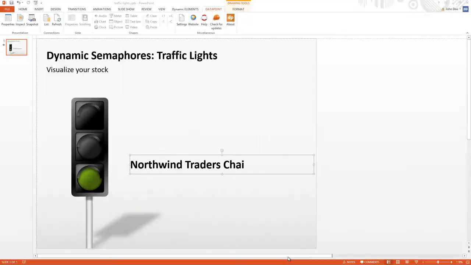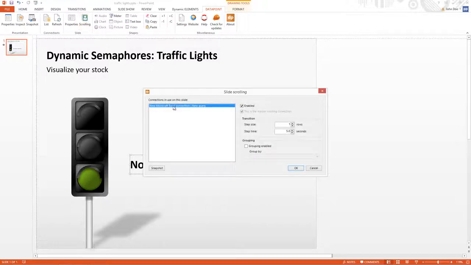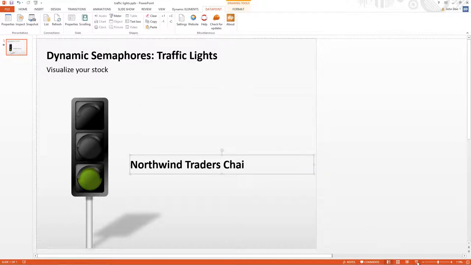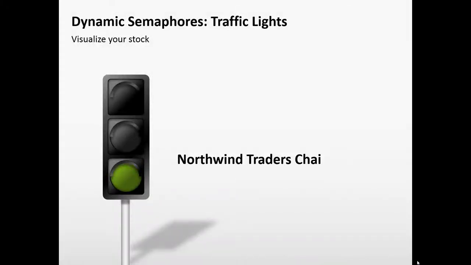But we have more products than just one. So I'm going back into Design and clicking the Scrolling button. I enable scrolling for this connection. I leave the step size at 1, one product at a time, and I want to display it for 5 seconds. So when I now rerun my slideshow, I will see the first product for 5 seconds, then the second product for 5 seconds, and so on, until all products are displayed.